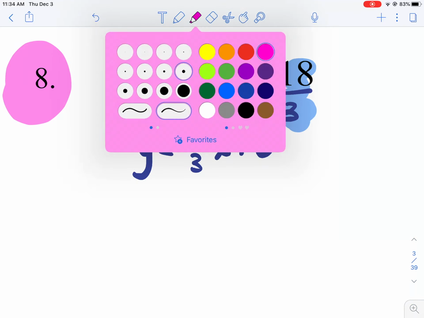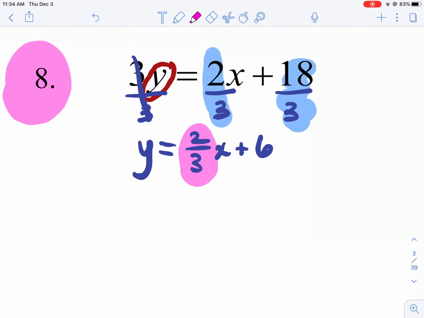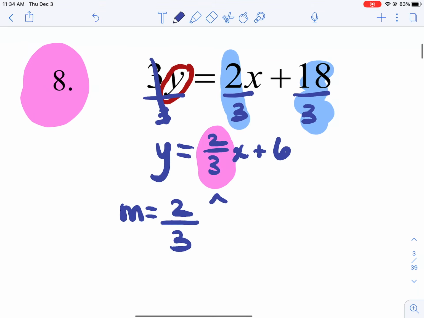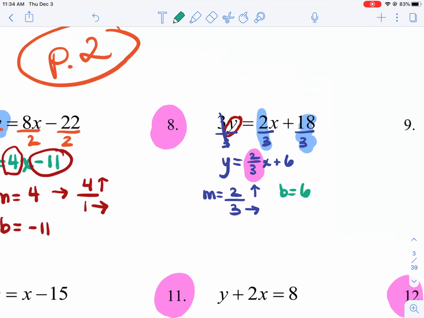So again, we're going to do y equals mx plus b. This is my m. So my slope is 2 over 3. I'm going to go up 2, to the right 3. And my b value, or where I start my graph, is going to be 6.